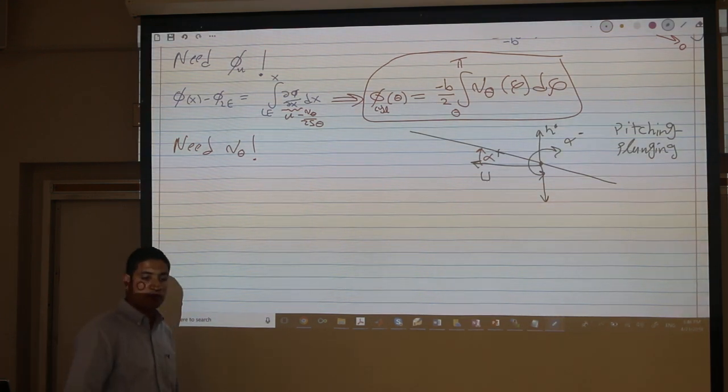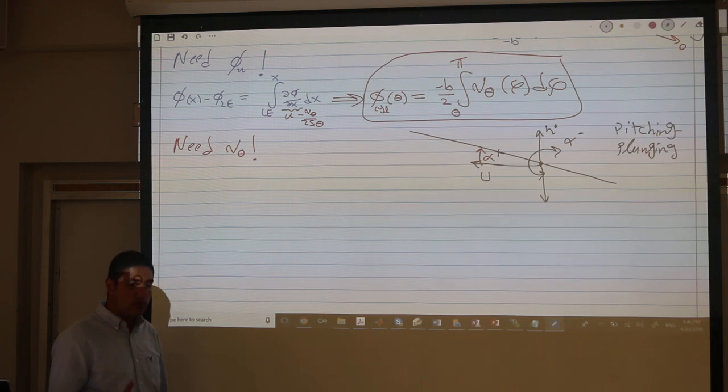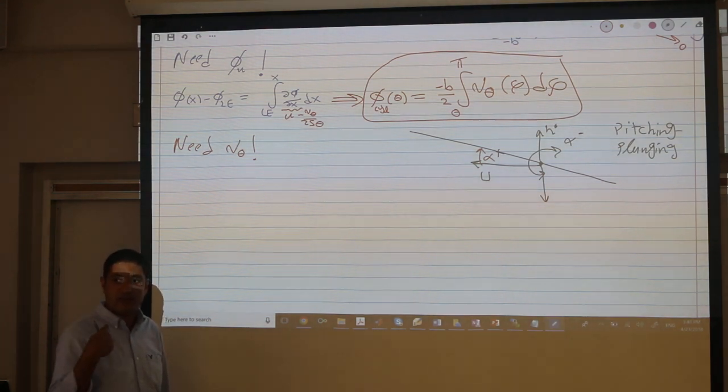This is your input. So for aerodynamics, what is the input and what's the output? For an aerodynamic problem, the input is the airfoil motion, so this is given. This is arbitrarily given. And the output is the lift. I need to determine the lift, given the airfoil motion.